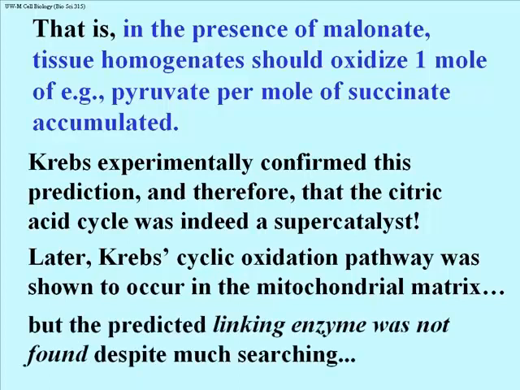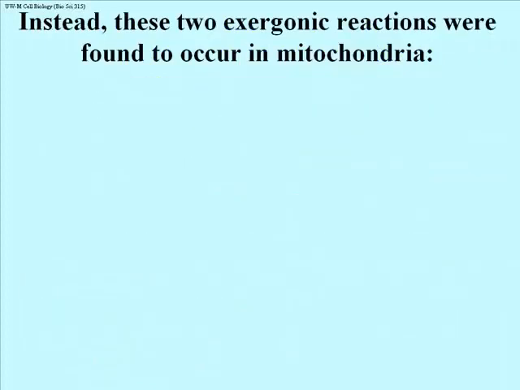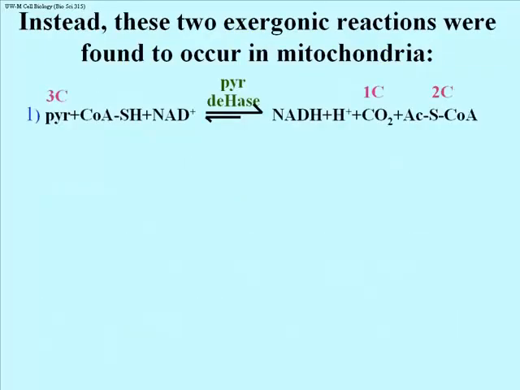The enzyme that would be predicted by Krebs' supercatalyst notion for oxidizing pyruvic acid was never found, despite a lot of searching. Instead, much later in the 1950s, these two reactions, both exergonic, were discovered in the mitochondria. The first one is the oxidation of pyruvic acid by the enzyme pyruvate dehydrogenase.